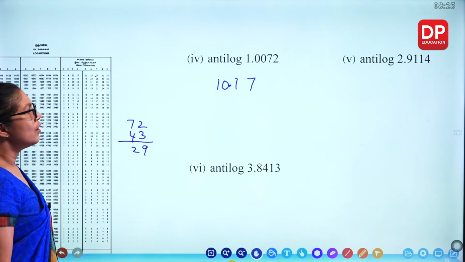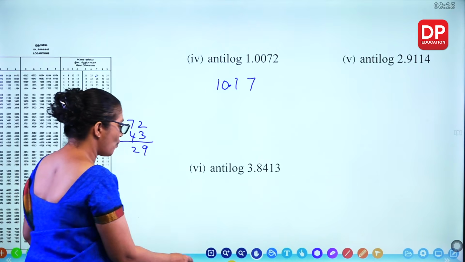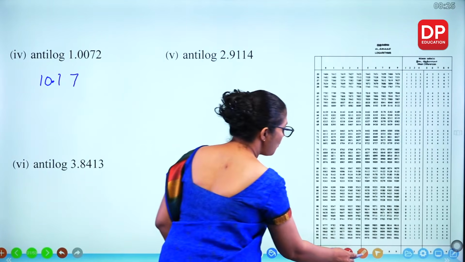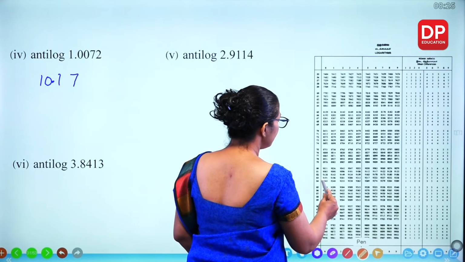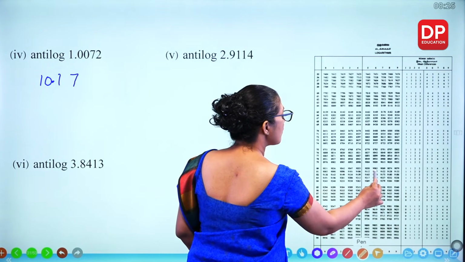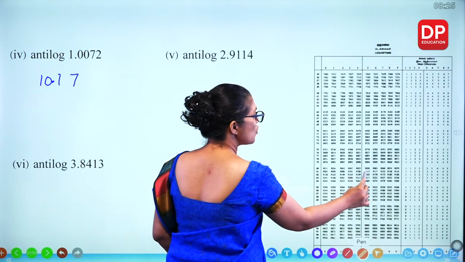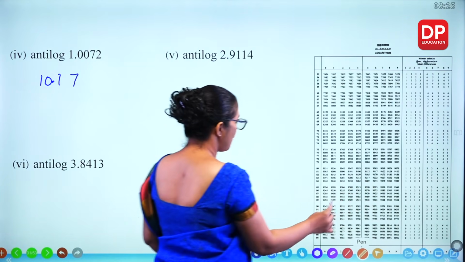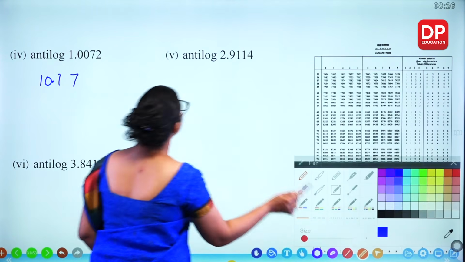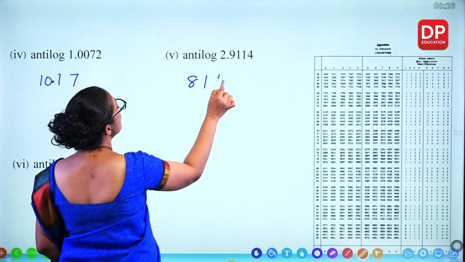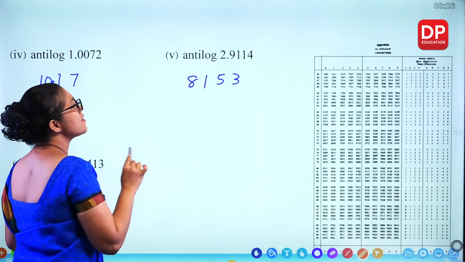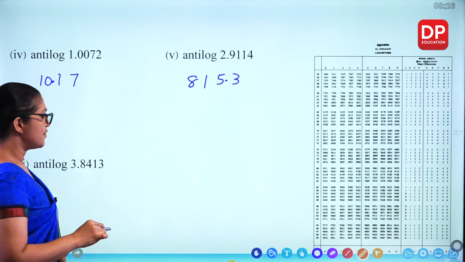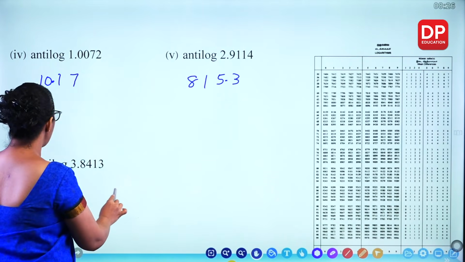2.9114. Mantissa is 9114. We'll look at the second table. 9114. Here 112 is there. So you need another 2. That means 3. 81, 5, 3. Characteristic is 2. Move 2 places to the right. 815.3. Next one.